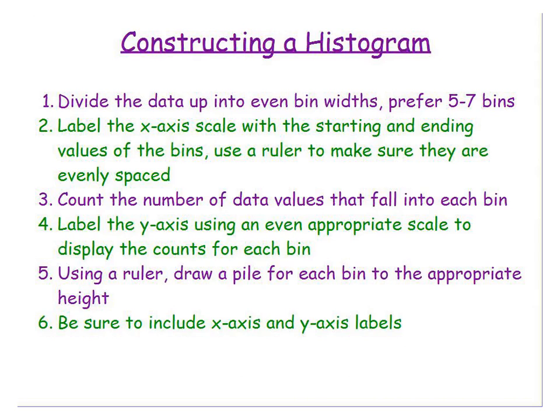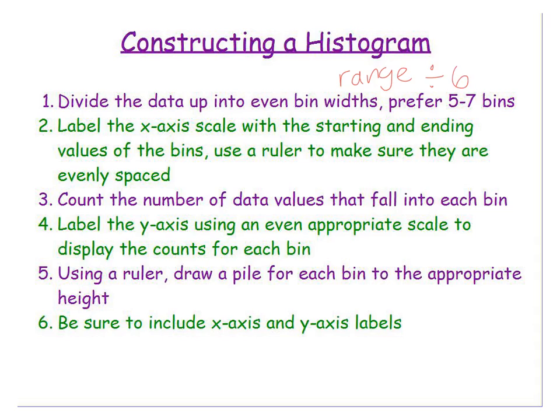So the first thing we do is we need to divide the data up into even bin widths. Now we prefer typically 5 to 7 bins. So I do have a little trick because this is the hardest part. Where do I start? So to find how wide to make the bins, take your range, which if you remember is your high minus your low, and divide it by 6.